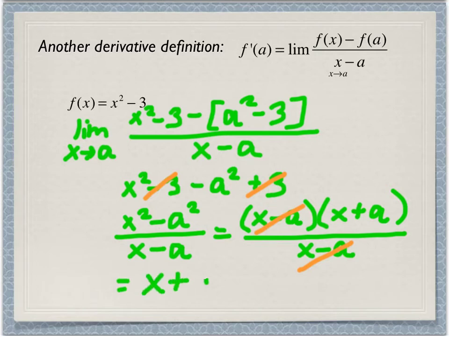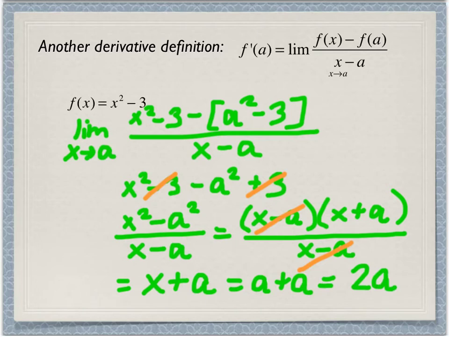x plus a. And keep in mind, we're still thinking about this as x approaches a. So as x gets closer and closer to a, what we really have here is basically a plus a, and of course that equals 2a. You might recall the last time we did this, the other method, we got 2x. Here we get 2a. Basically the same thing. So just an alternative way of figuring out the derivative or the slope at a particular point.